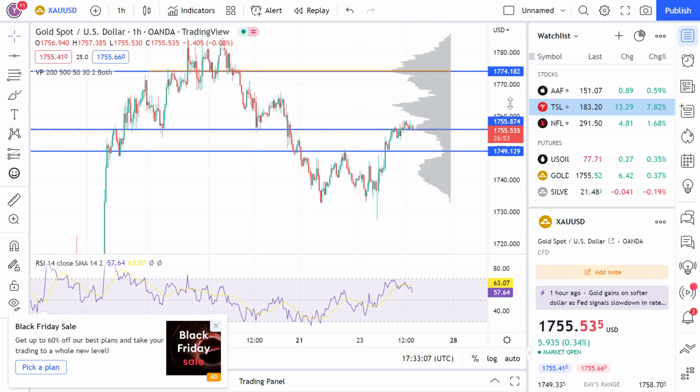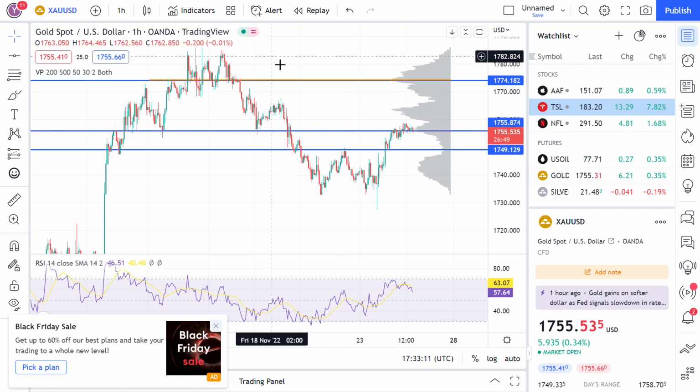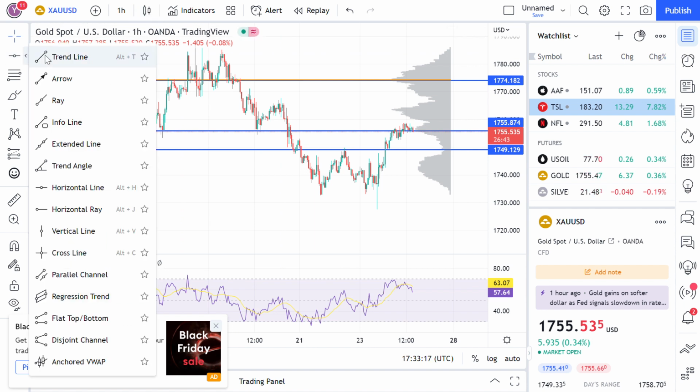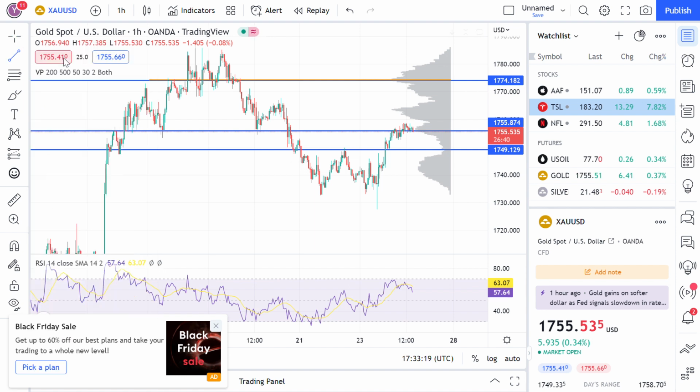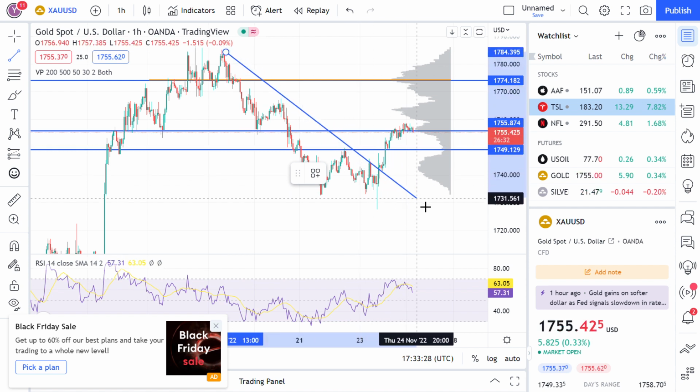Before we start, the first step that we use while trading or analyzing our chart is trend lines. So we go to trend line, select the instrument, and then create a trend line. So these were the previous trend lines which were broken down and the market made a change in trend.